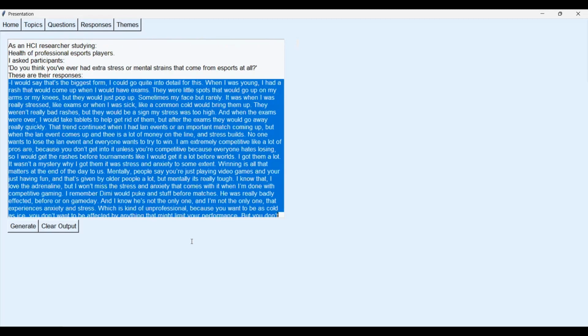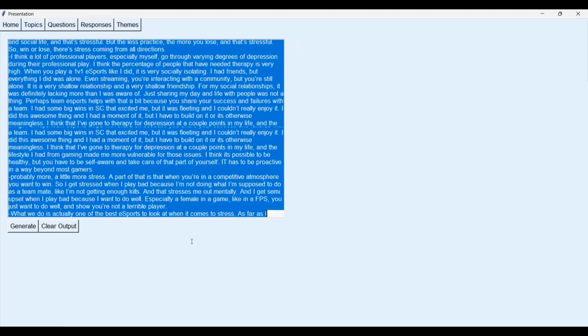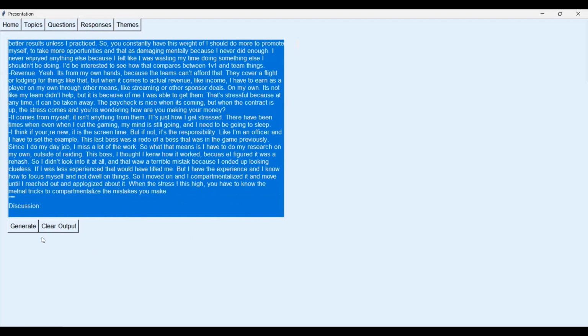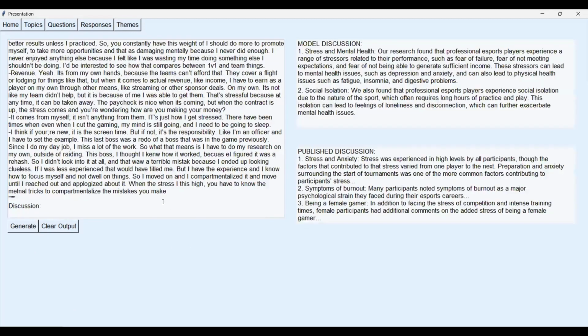And then this is again paired with a set of participant responses taken from that research study that participants gave in response to that question. And then we can ask the model to generate a discussion section with a set of themes that it identifies in this set of qualitative data from the esports players.